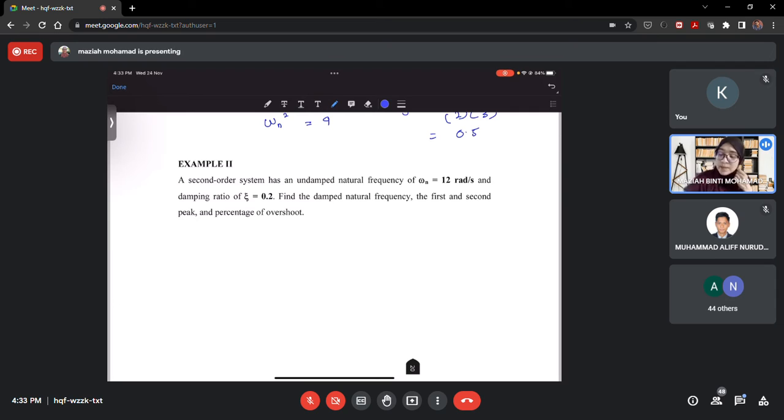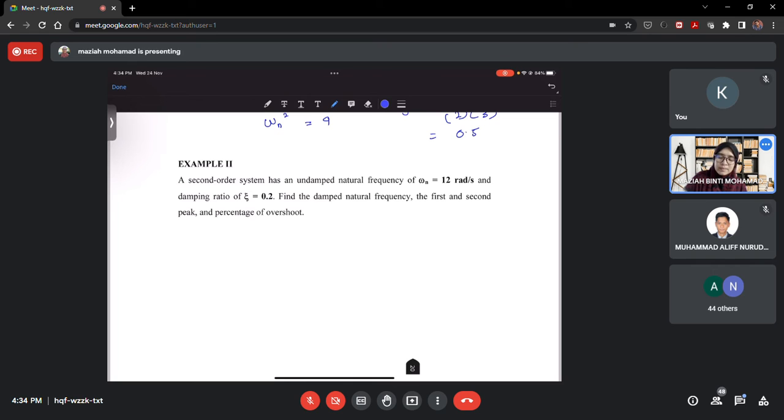All right, example number 2. Example number 2 is just for you to use the equation given. We already looked at the equation. We can see that all the equations will depend on the value of zeta and omega n, whether to calculate the rise time, the maximum overshoot, T1, T2, and also settling time.